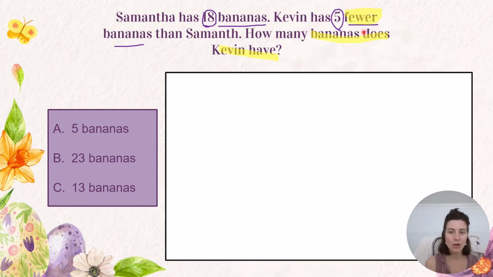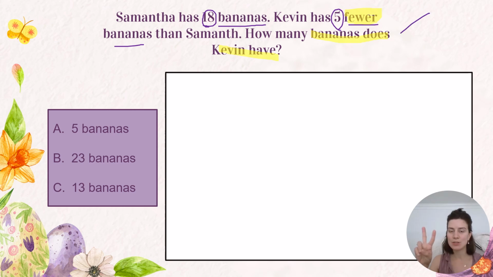When I see that word fewer, that is a keyword that is telling me I am going to need to subtract, which makes sense because I'm comparing here, right? I'm asked to compare. So Samantha has 18 bananas. Kevin has 5 fewer bananas than Samantha. They're asking me how many bananas does Kevin have if Kevin has 5 fewer bananas than Samantha. So they want me to subtract.